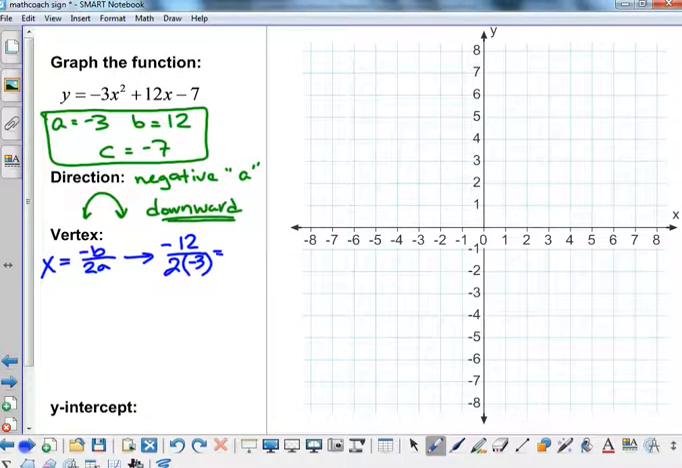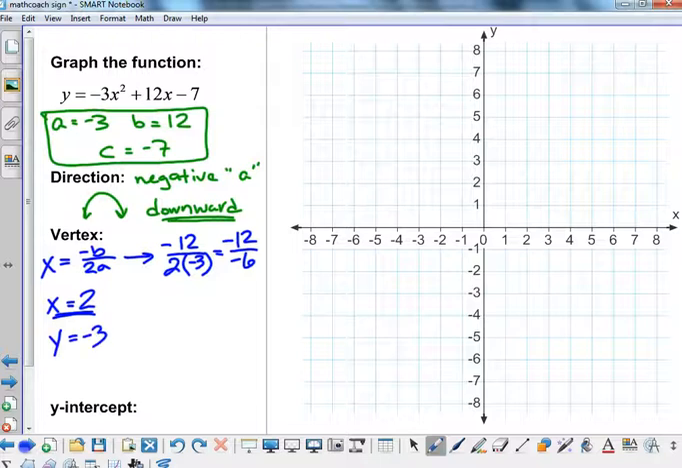So we clean that up a little bit. That's negative 12 over negative 6. And negative 12 divided by negative 6 is going to tell us that x is equal to 2 again. That's coincidental that it came out to be the same thing, but we got a value of x is equal to 2. So now we're going to plug that in to our equation for x, and we'll find out what y is equal to.